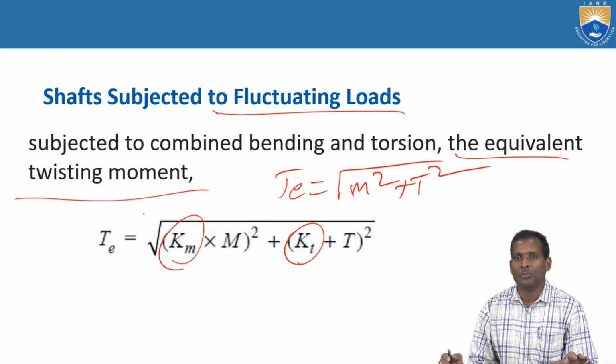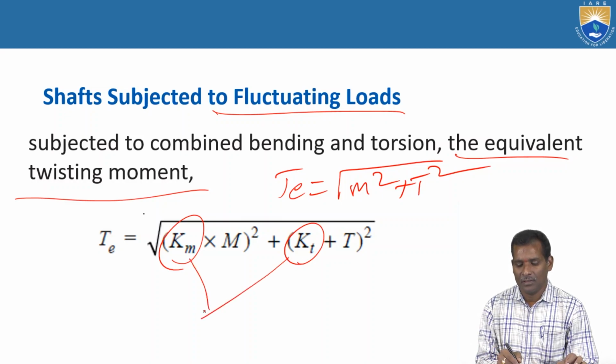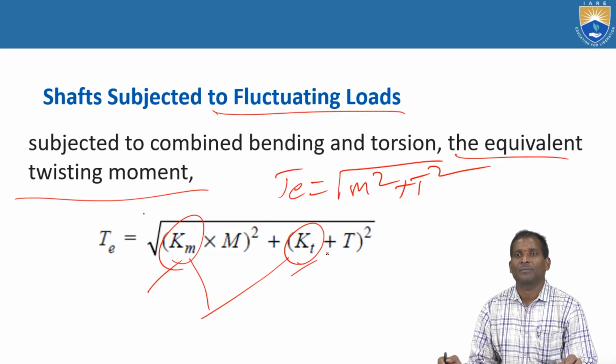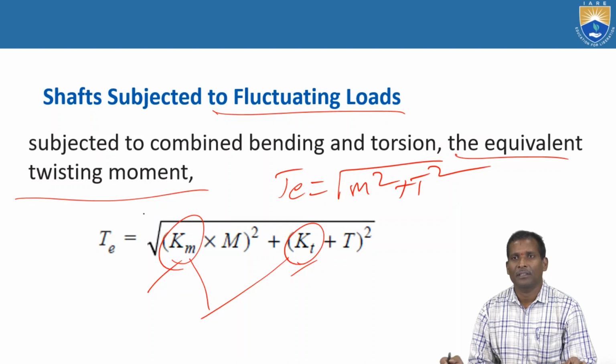So when it is subjected to fluctuating loads, we need to multiply by some factors. These factors are Km and Kt, the bending moment factor and the twisting moment factor. These two also depend upon the nature of the load. It may be impact, it may be stationary, it may be shock loads. You have to take the standard values from the table which is available in the design data book.